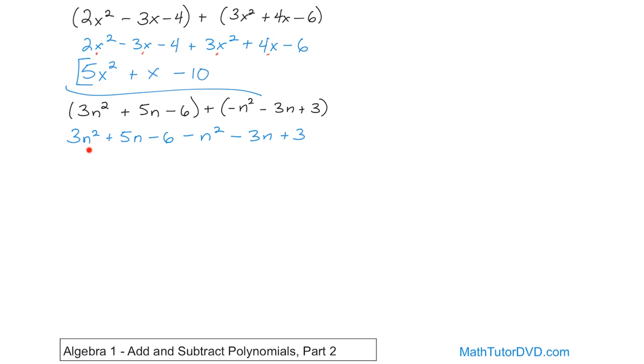Now we start looking for like terms. We have a 3n squared. What is a like term with that? Obviously it's not this. Obviously it's not this. It has to match exactly. So we have an n squared here and an n squared here, so those are like terms.